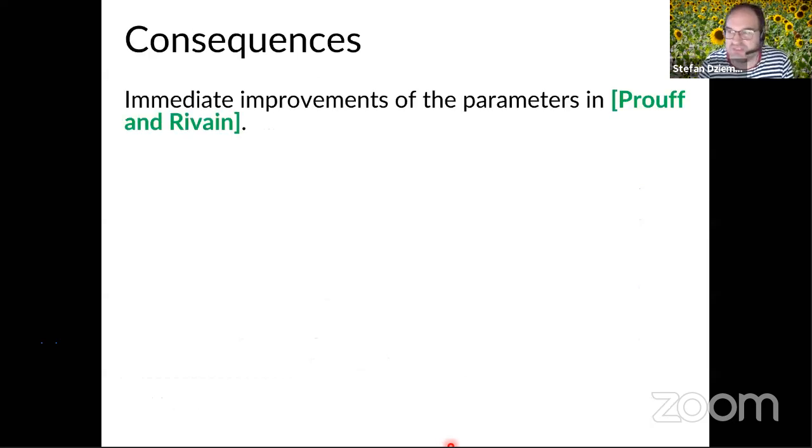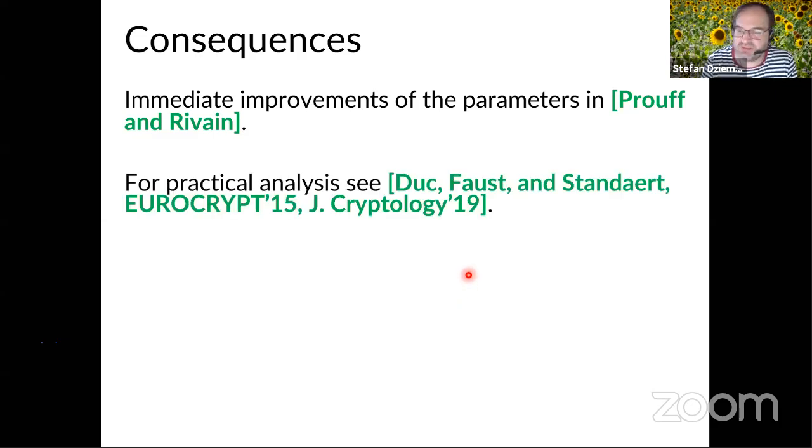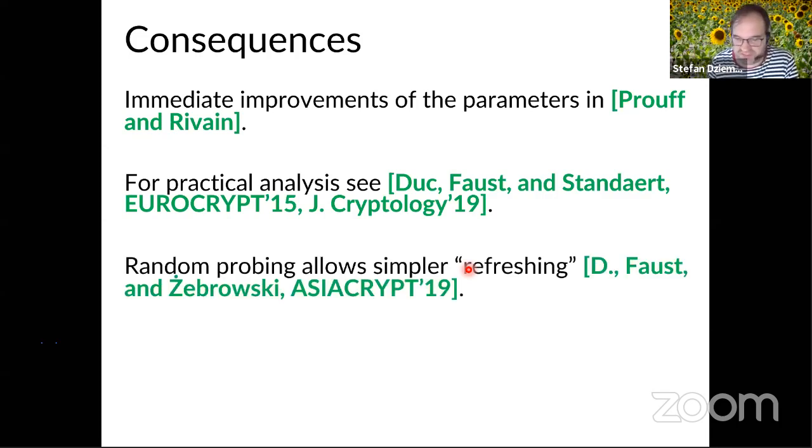So what are the consequences of this? There are some immediate improvements to the parameters of the original paper of Prouff and Rivain. There were also papers doing practical analysis of this. And it turns out that this random probing model actually has some advantages over the standard probing model. Namely, it allows simpler refreshing of secrets. We have a paper with my student Karol and Sebastian Faust at Asiacrypt last year on this.